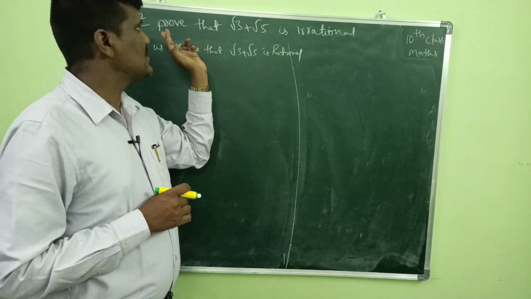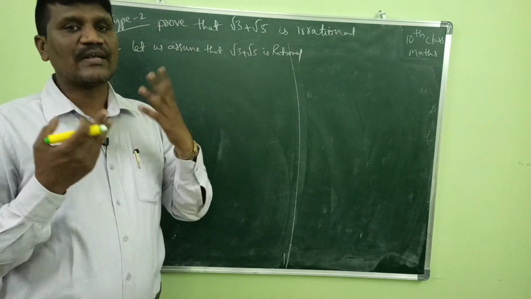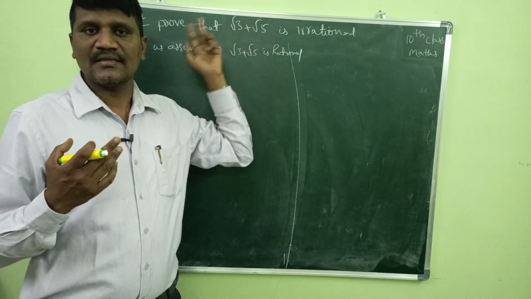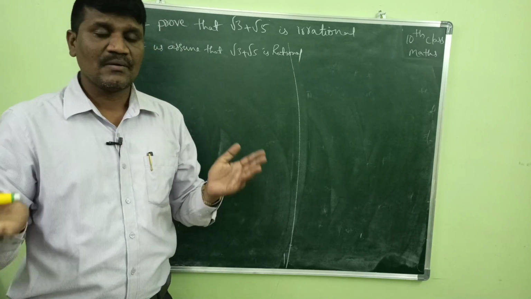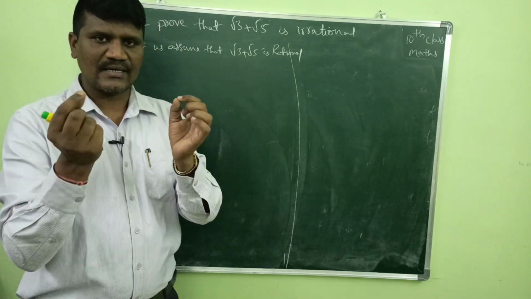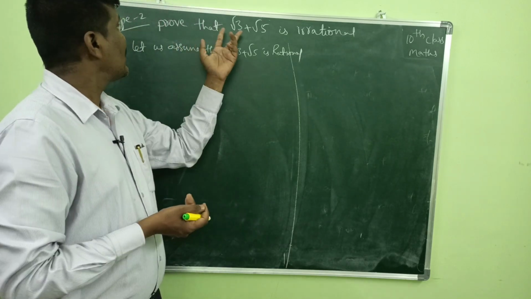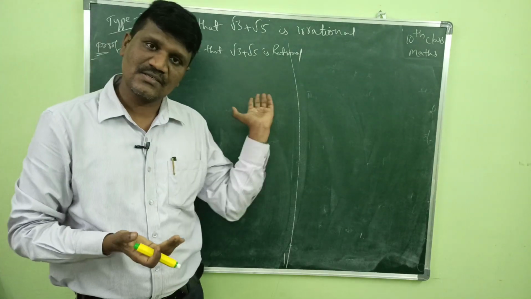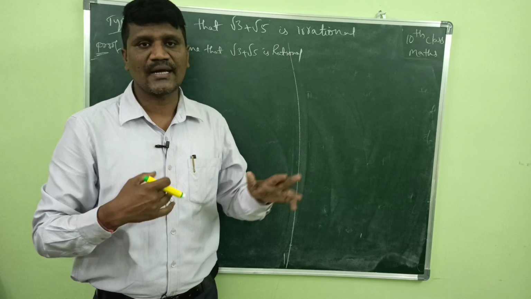The type 3 problem is: prove that root 3 plus root 5 is irrational. Whenever both terms are irrational, we have a different method. The first 2 methods are the same, but the third method is a little bit different from the first and second. In the type 3 problem, after some process, we'll get the type 2 problem. Let us see how we get from type 3 to type 2.